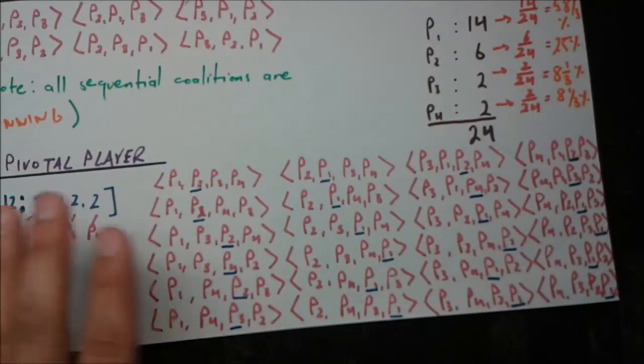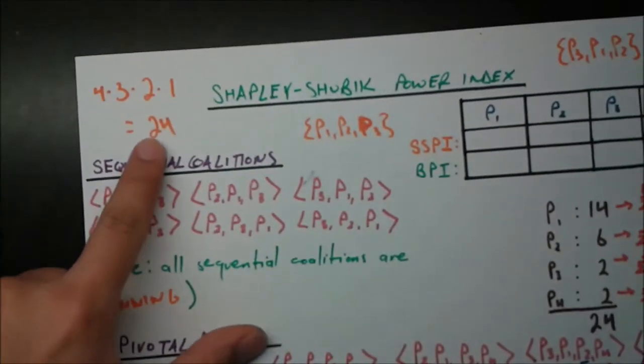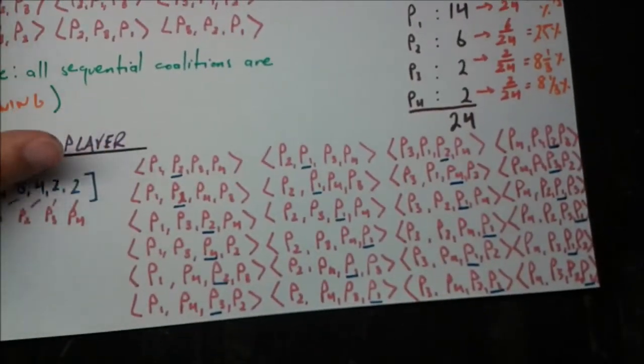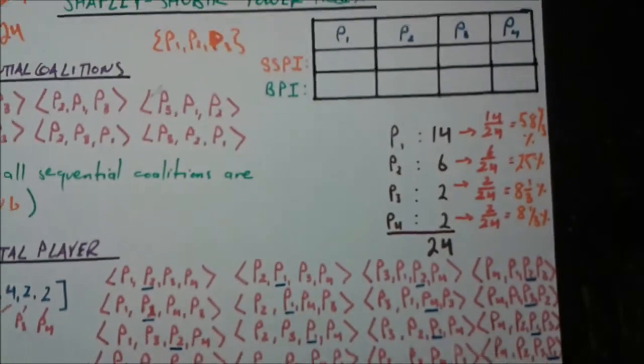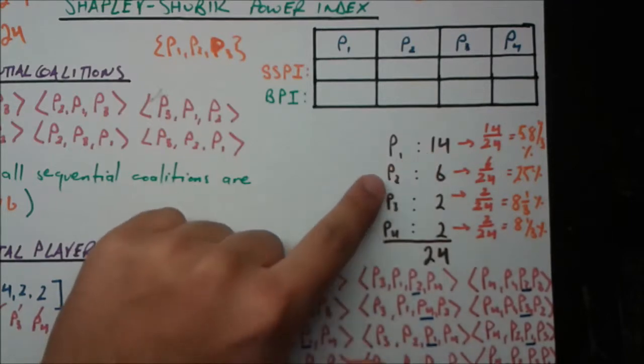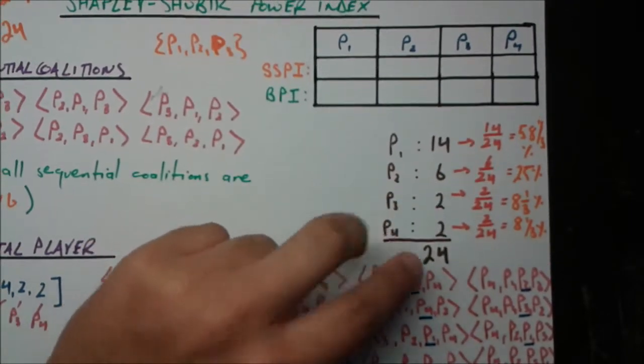So I've listed all 24. Remember, we said that there are 24 for 4 players. I've listed all 24 sequential coalitions, and I've underlined in blue, in each case, the pivotal player. So now what we do is pretty much the same thing as the Banzhaf method. We count how many times players are pivotal. I found that P1 I've underlined 14 times, P2 I underlined 6, P3 and P4 I each underlined twice.